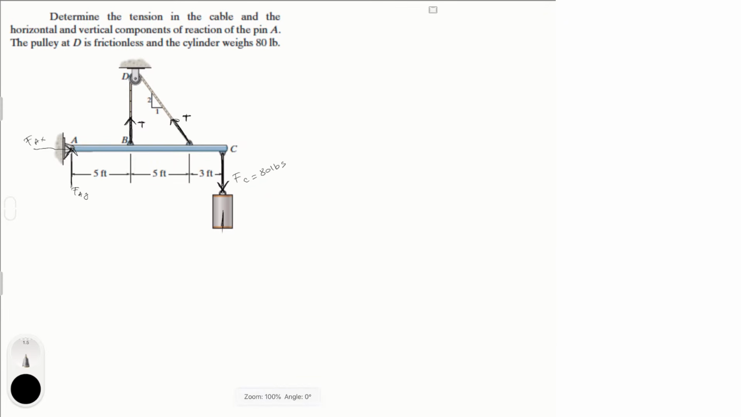Now, we have these variables. Let's just write the variables that we need right here, which is F of AX, F of AY, and T for tension. So we have three variables.